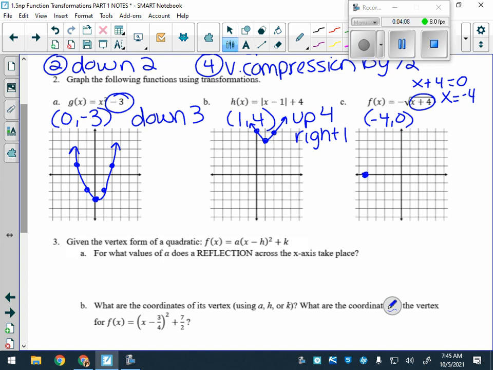Okay? What transformation is happening, Ava? Reflection because it's negative. And then Zach, what else is happening? Left 4, good. Okay. Now, some people have asked, how do we know what x values I should plug in? Okay.